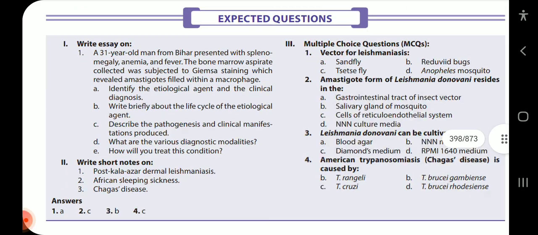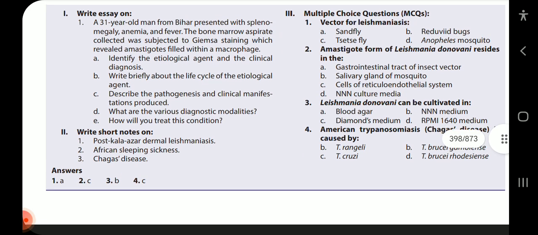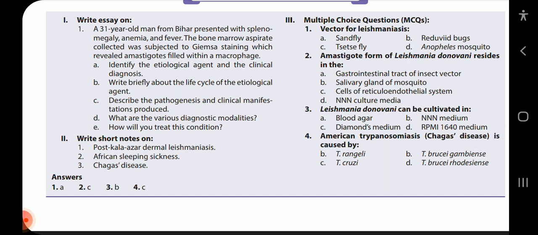Now coming on to the questions. A 31-year-old man from Bihar presented with splenomegaly, anemia and fever. The bone marrow aspirate collected was subjected to Giemsa stain, which revealed amastigotes within a macrophage. Clearly this is a case of visceral leishmaniasis. Now identify the etiological agent, and write about the life cycle, pathogenesis, diagnostic modalities and the treatment. All that we can write. Now, short notes on post kala-azar dermal leishmaniasis, African sleeping sickness, and Chagas disease can be written.